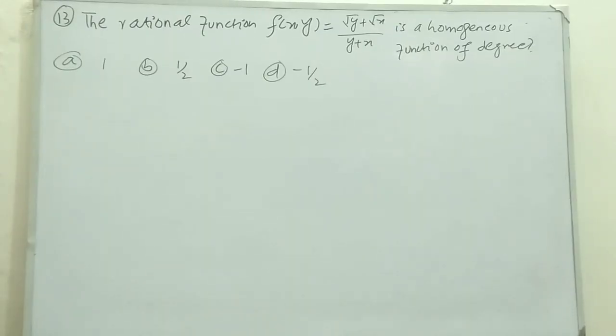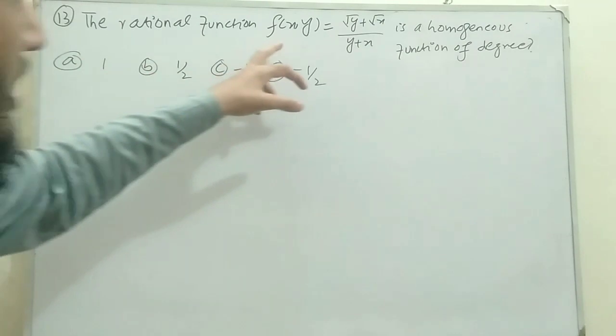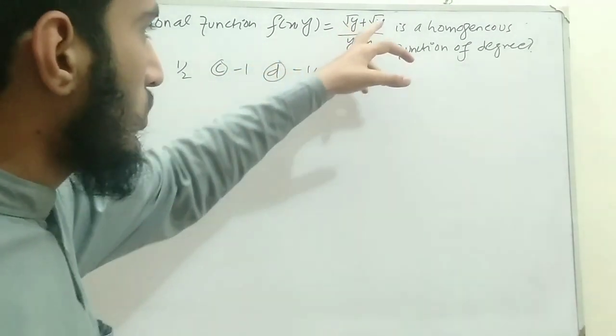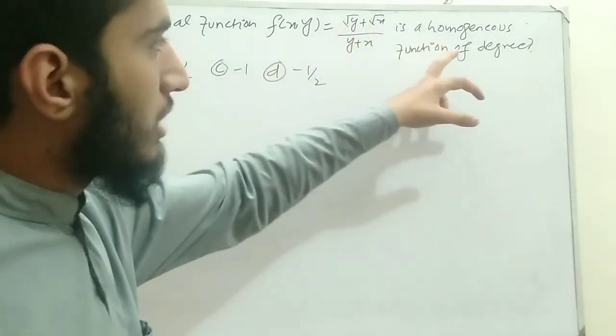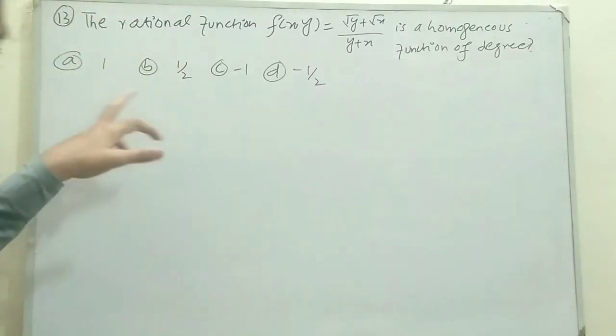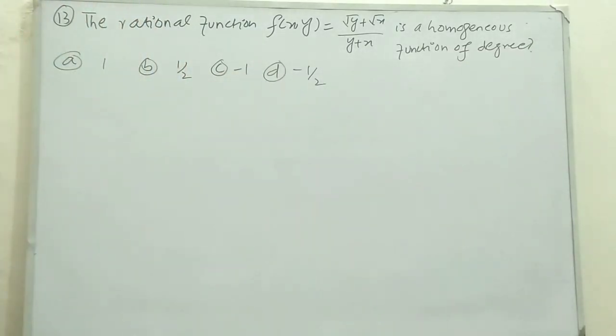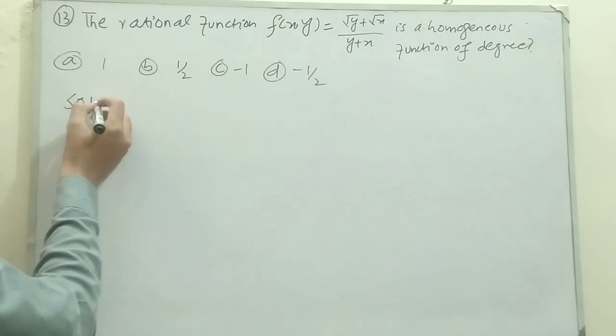Now move toward MCQ number 13. It tells that the rational function f of x, y is equal to root y plus root x over y plus x is a homogeneous function of degree 1, 1 over 2, negative 1, or negative 1 over 2. So let's move towards the solution.